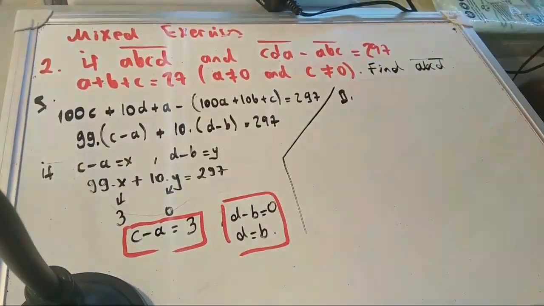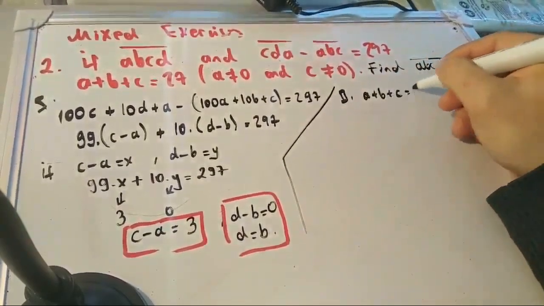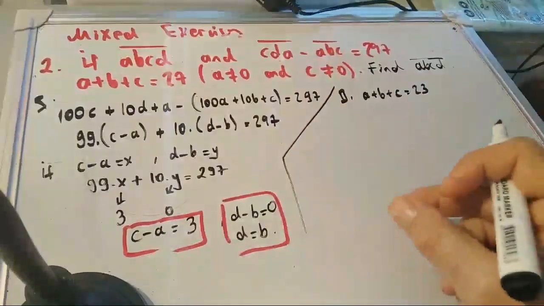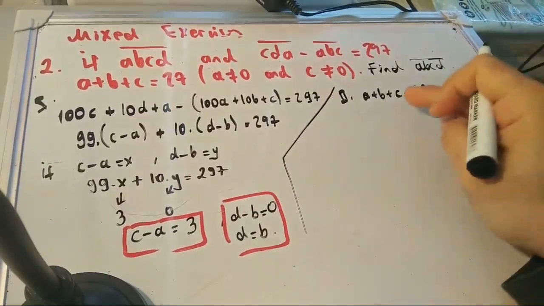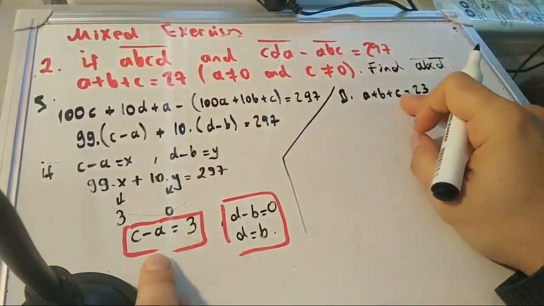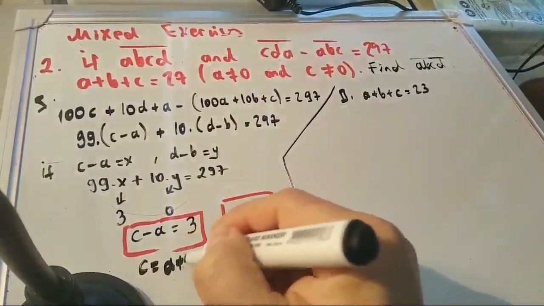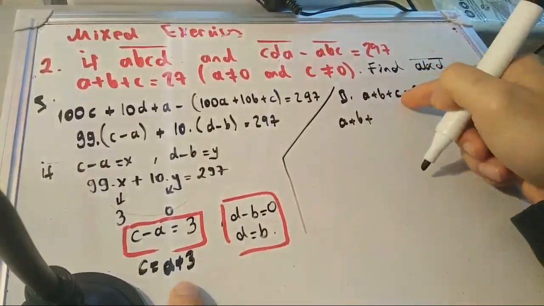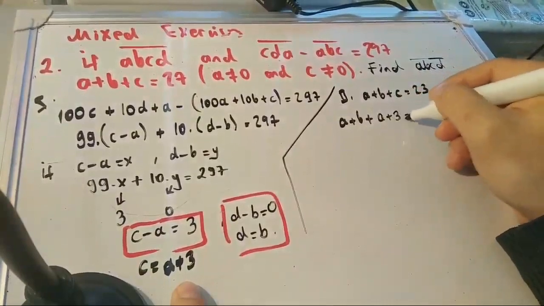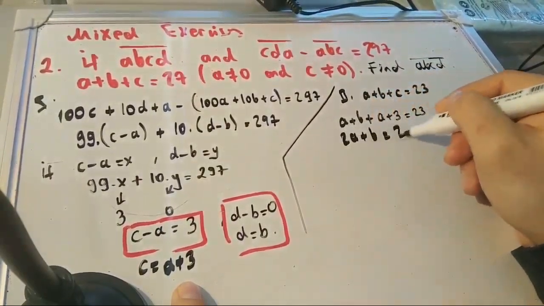The second step. After that, we know that A plus B plus C is equal to 23, and A and C are not equal to 0. Instead of C, we can write A plus 3. C is equal to A plus 3. So A plus B plus C, that is A plus 3, is equal to 23. So 2A plus B is equal to 20.